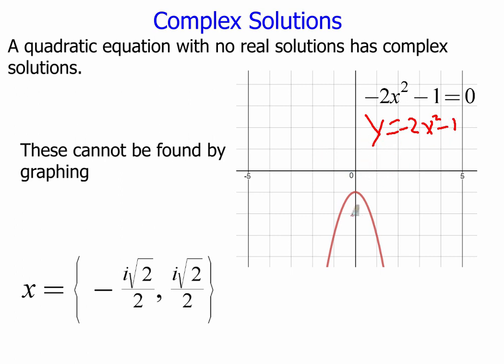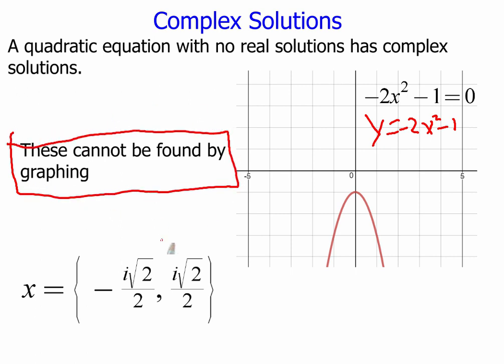And this graph has no real solutions. It doesn't intercept the x-axis at all. But it does have two solutions. These two, negative i square root of 2 over 2 and positive i square root of 2 over 2. But the thing that's important to know is that these cannot be found by graphing. So we have to do a different method to figure these out. And that's a method we'll talk about in a later video.